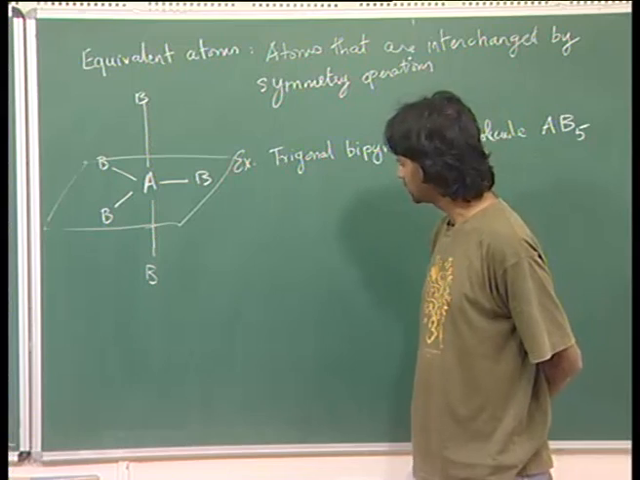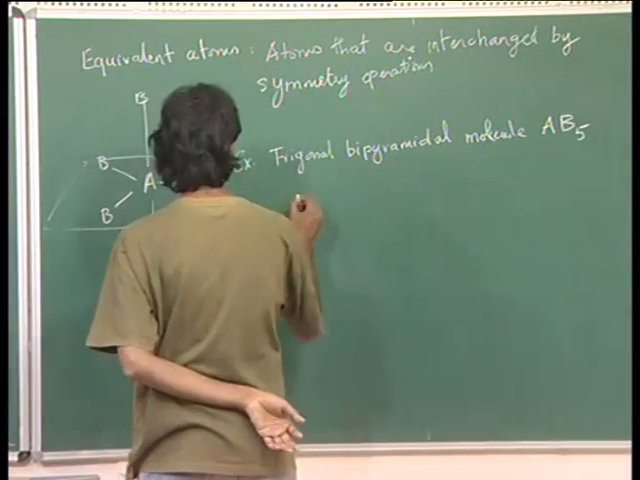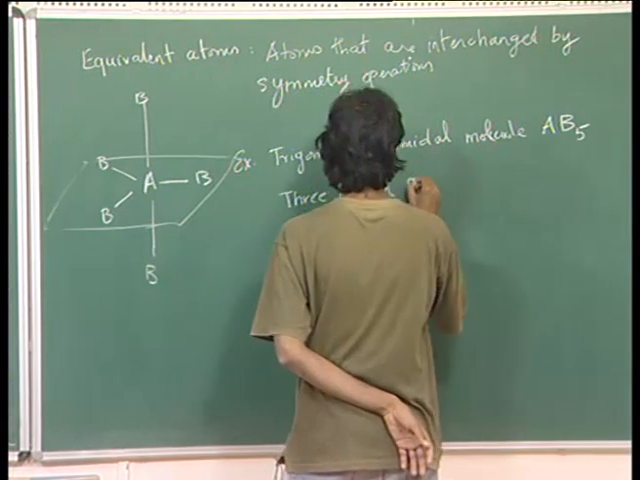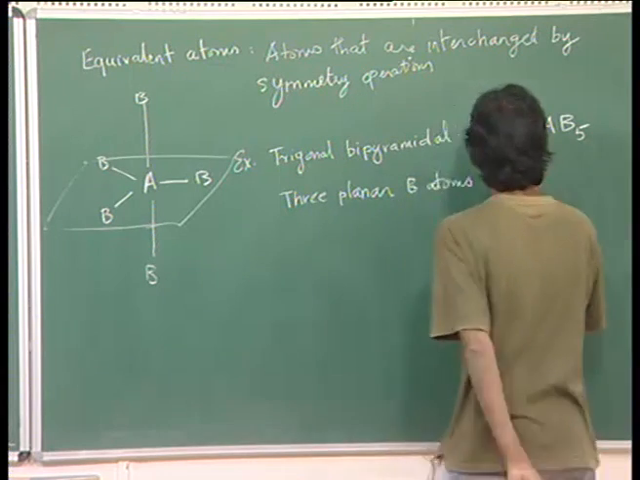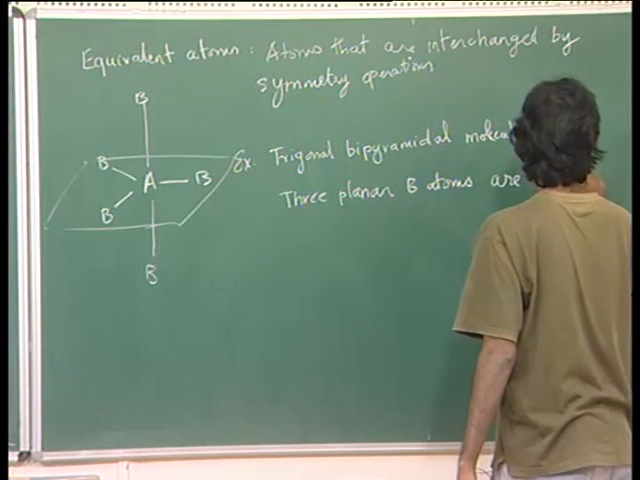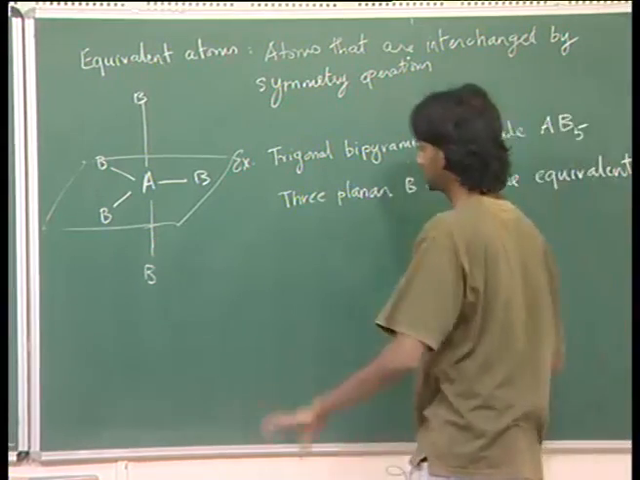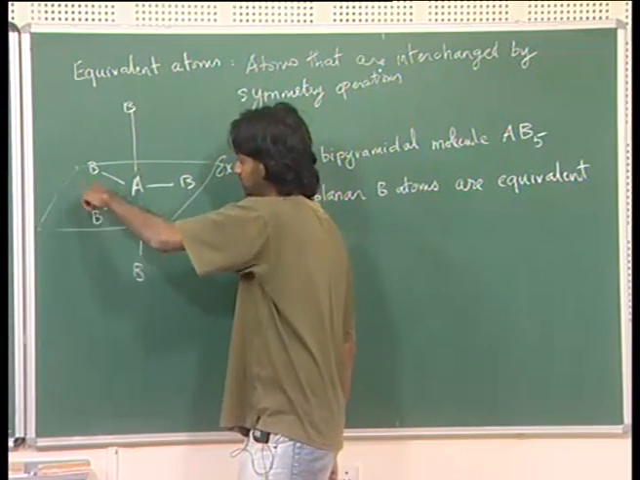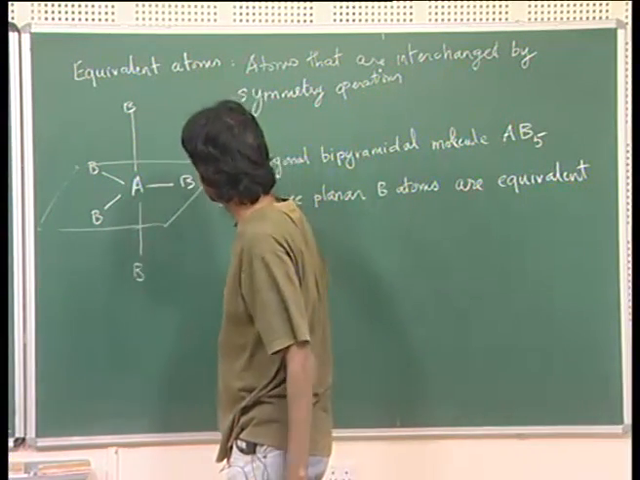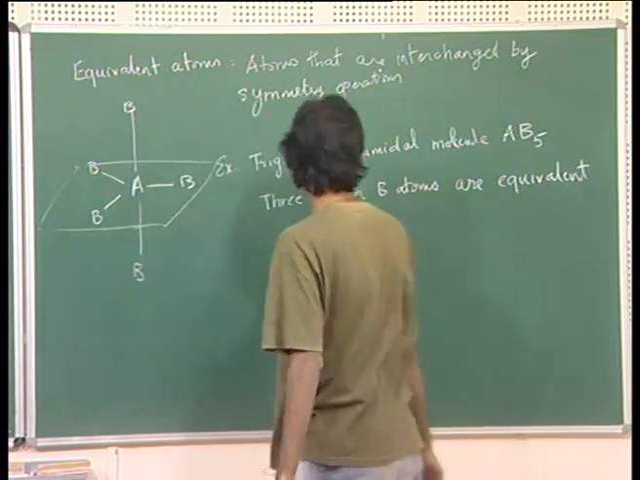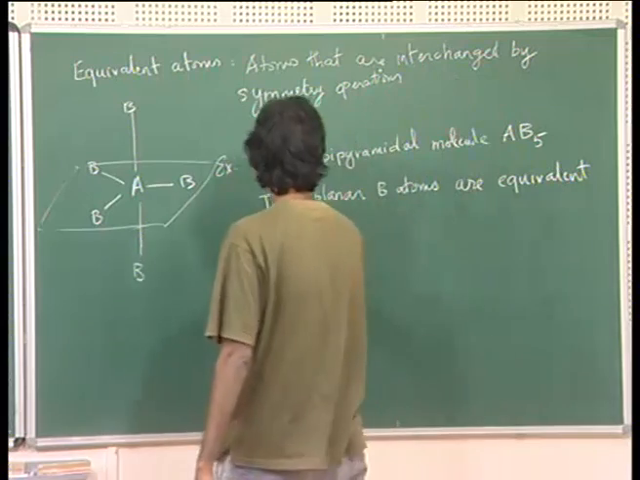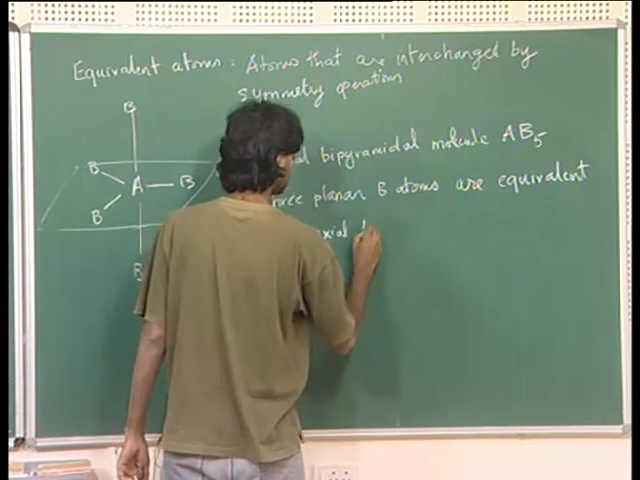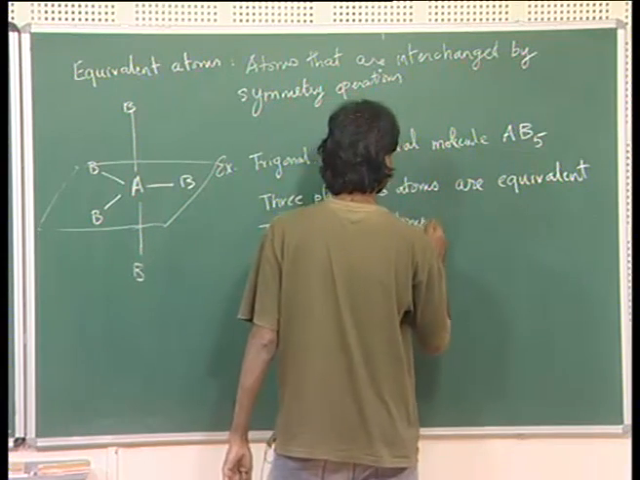So now in this case the three planar B atoms are equivalent, because you can do a C3 and interchange these atoms, or you can do a C2 passing through this and also interchange these atoms. And the two axial B atoms are equivalent.